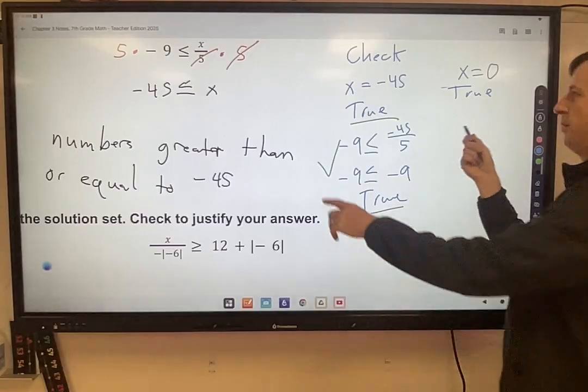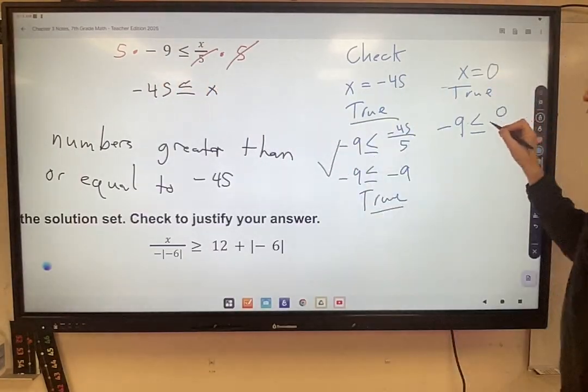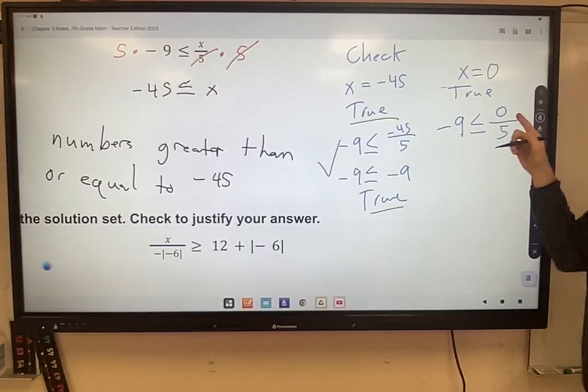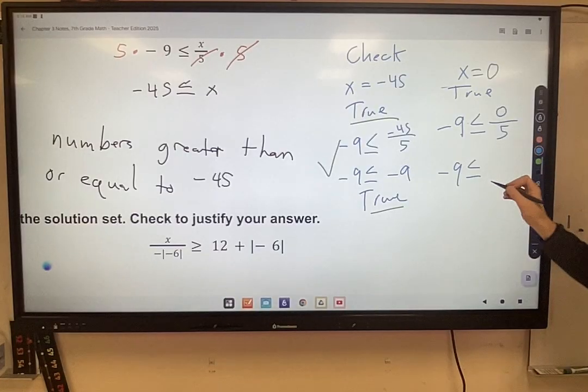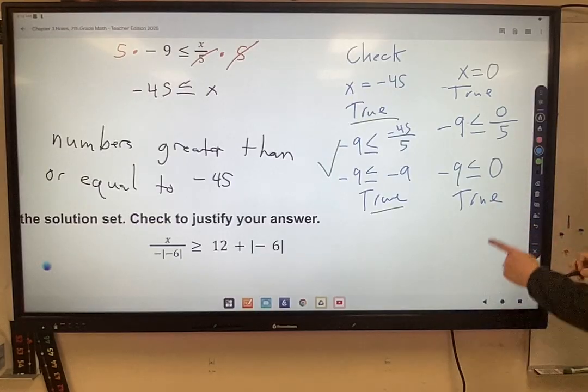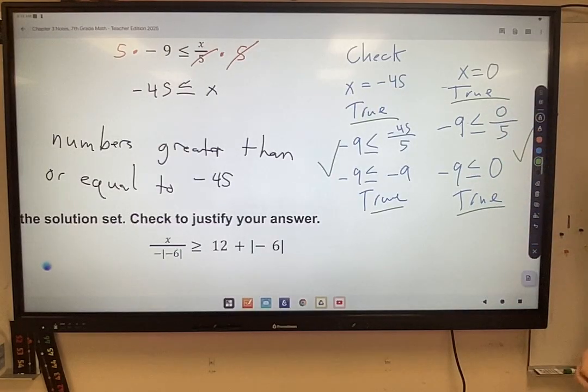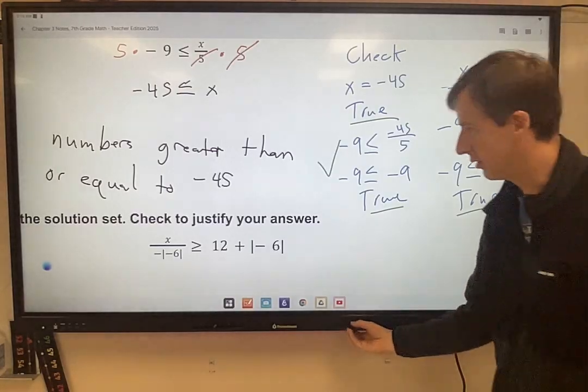Over here with 0, I get negative 45 is less than or equal to, no, I screwed up. I didn't go to the original problem. Going back to the original problem, negative 9 is less than or equal to 0 divided by 5. 0 divided by 5 is 0, so I get negative 9 is less than or equal to 0. That is a true statement. 0 is greater than negative 9. So if these two match up, then it checks out. I did a good thing. I solved this correctly.